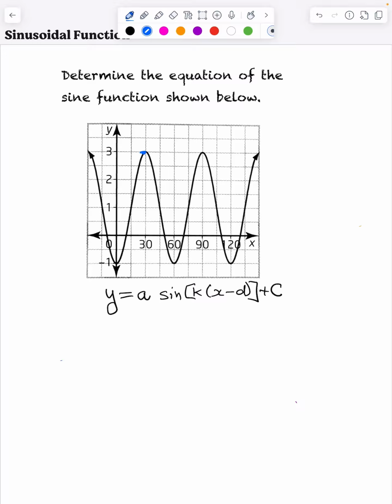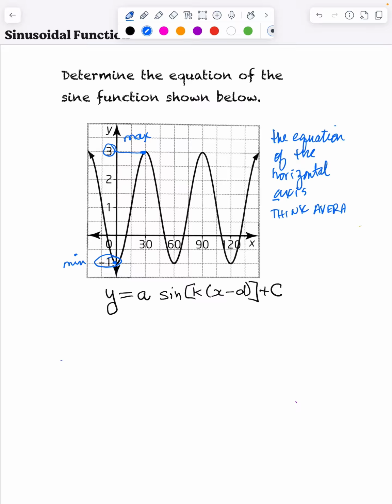This is the easiest thing to identify. That is our maximum point. And down here at -1, that is our minimum point. What we're going to do is use this information to find the equation of the horizontal axes. And the way that you can remember that is when you see axes, you're going to think average. You're going to find the average, which is in the middle between them.